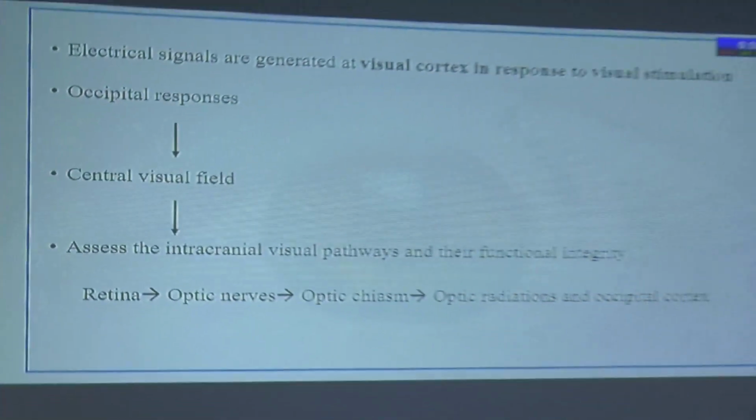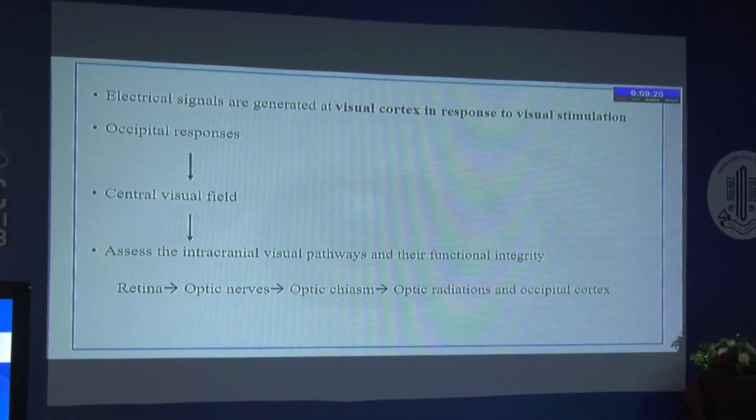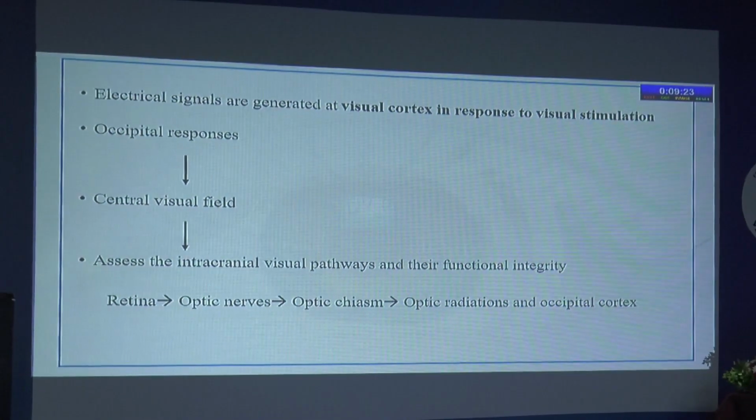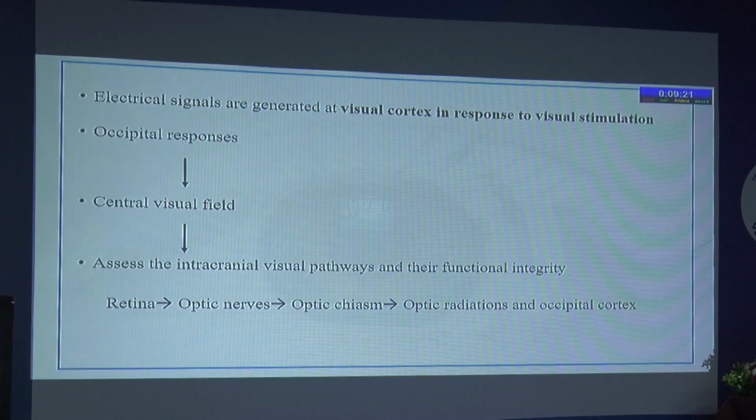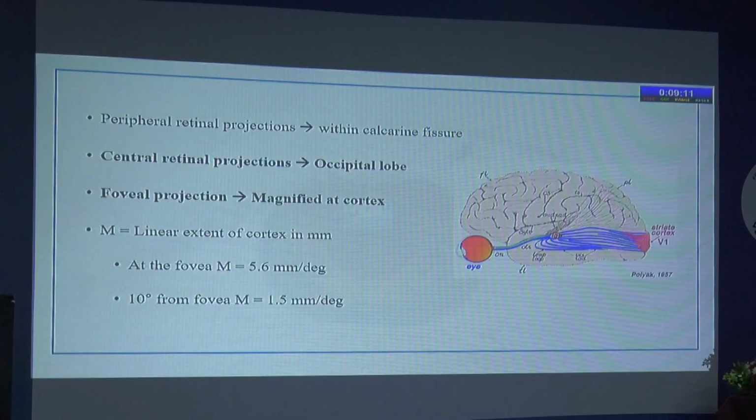So I will be talking about visual evoked potentials. The electrical signals which are generated at the visual cortex in response to visual stimulation are occipital responses which correspond to the central visual field, and they help in assessing the intracranial visual pathways and their functional integrity, right from the retina to the optic nerves to the optic chiasma, optic radiation, and the occipital cortex.